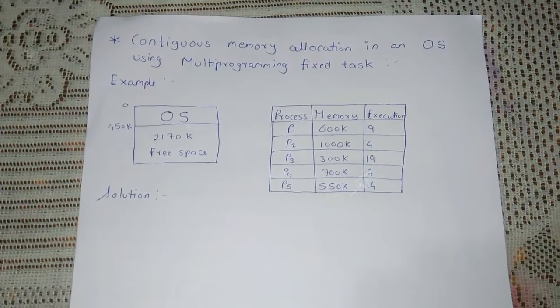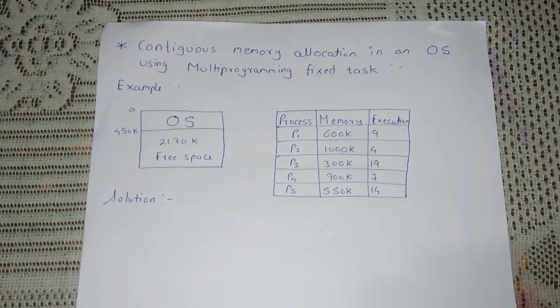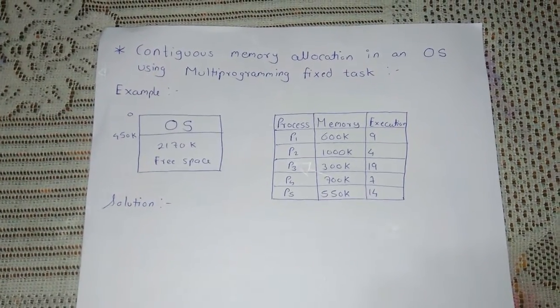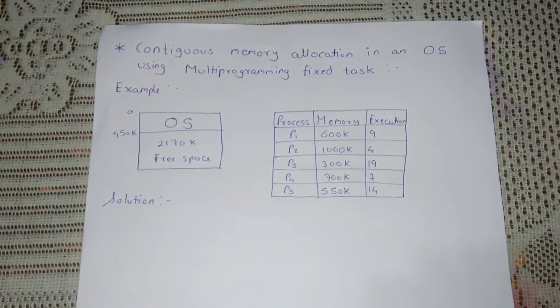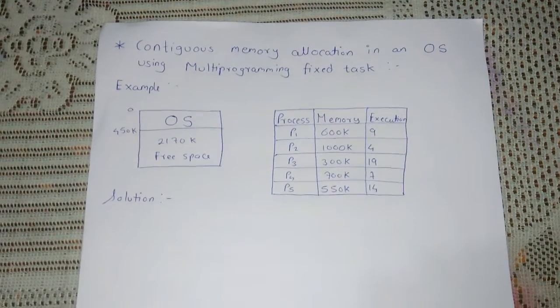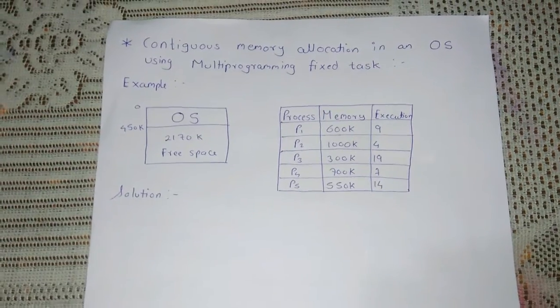Today we are going to talk about contiguous memory allocation in an operating system using multiprogramming fixed tasks. Before proceeding, let me tell you about contiguous memory. A contiguous memory is a memory that is continuous in nature.